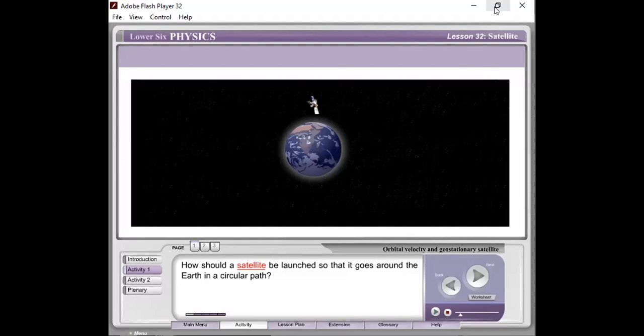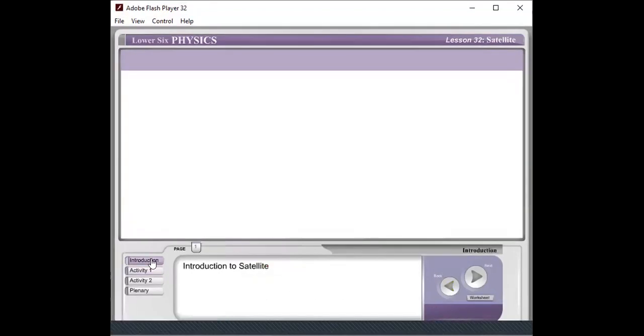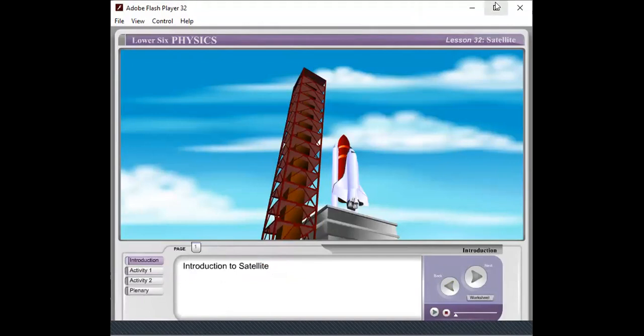How should a satellite be launched so that it... Introduction to satellite.